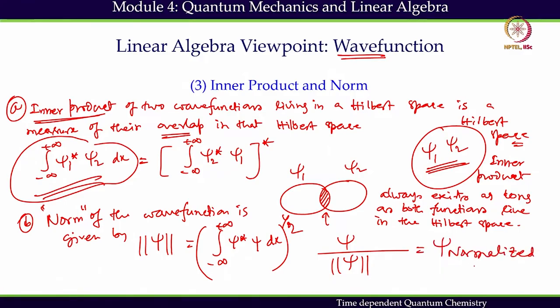This is the way one can get the normalized wave function. And if this integration becomes 0, it means that these two functions are orthonormal. These are the properties which we have already used, orthonormal wave functions, but we haven't noticed that we are using them as a consequence of the property of the Hilbert space, and this is something which we are pointing out.